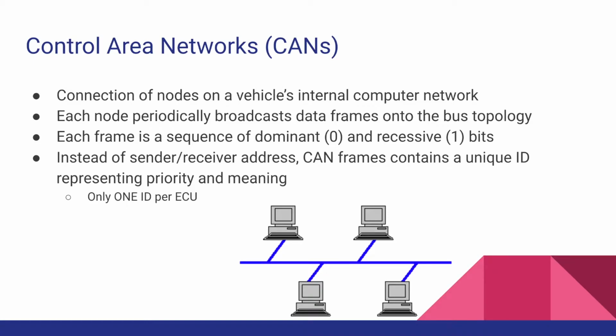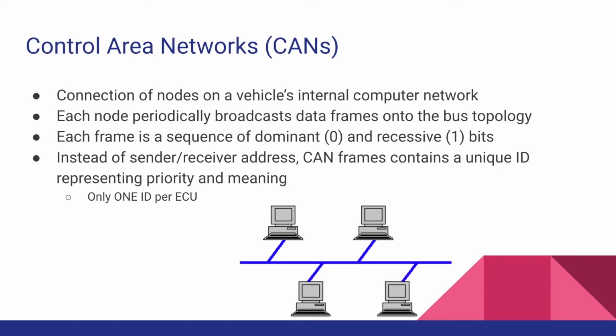Moving on, each frame is a sequence of dominant, or 0, and recessive bits, where dominant is a 0 bit and recessive is a 1 bit. And the reason for this is because the bus basically operates as a logical AND gate. And so when you AND together a 0 and a 1, the 0 is what ends up staying. Hence why the authors chose to go with the scheme of 0 being the dominant and 1 being the recessive bit.